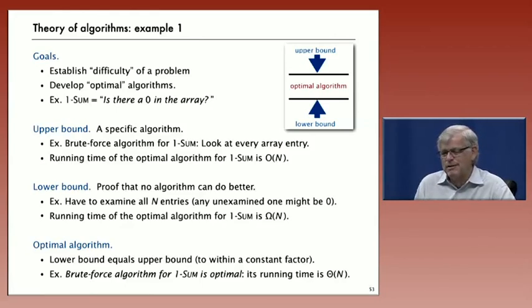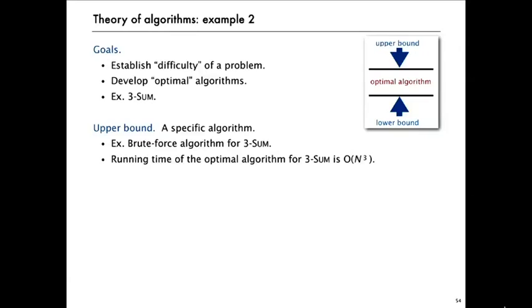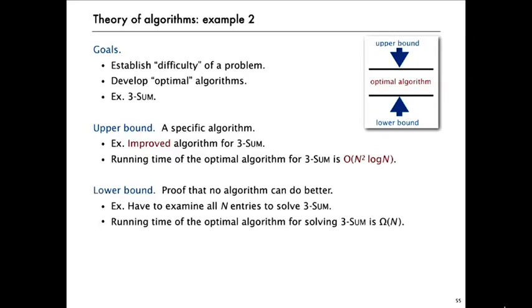For that simple problem, it was okay to get the optimal algorithm. For more complicated problems, it's going to be more difficult to get upper bounds and lower bounds, and particularly upper bounds and lower bounds that match. For example, let's look at three-sum. So, upper bound for three-sum: our first brute force algorithm was a proof that the running time of the optimal algorithm is O of n cubed. But we found an improved algorithm whose running time is O of n squared log n. So that's a better upper bound.